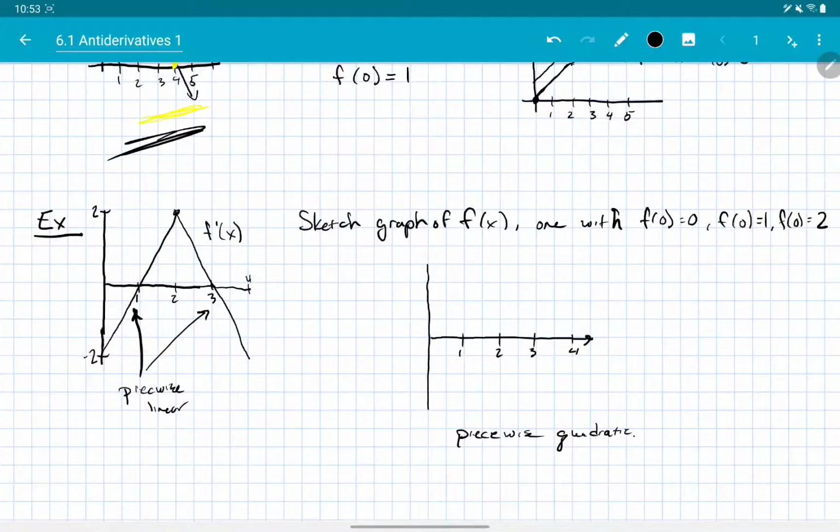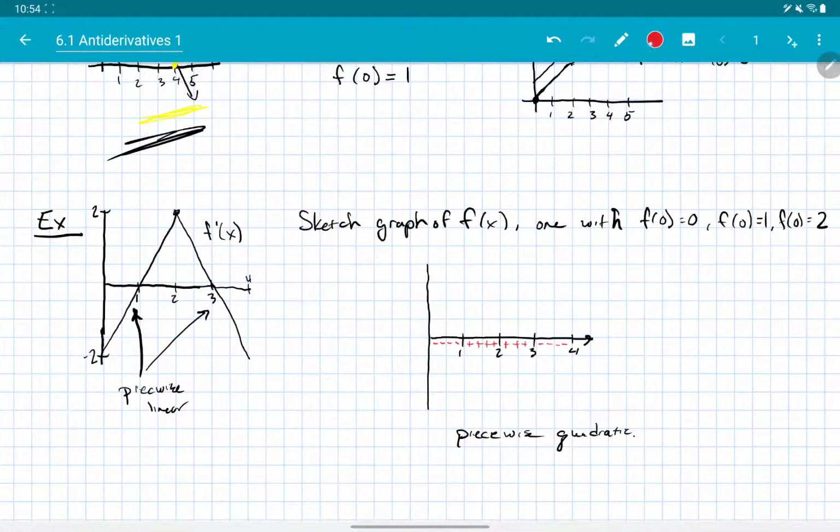Now, let's think about what we have going on here. We have a negative slope. So I'm going to draw what I want for my slope to be here, right? We have a negative slope here because the derivative is negative. Then the derivative is positive. Then the derivative is negative again. Or sorry, it's still positive, but it's going down. And then the derivative is negative again, from 3 to 4.